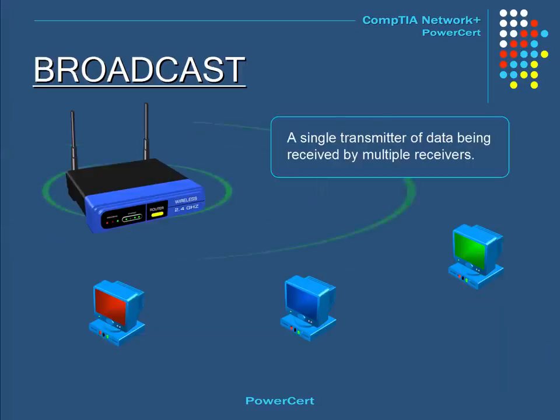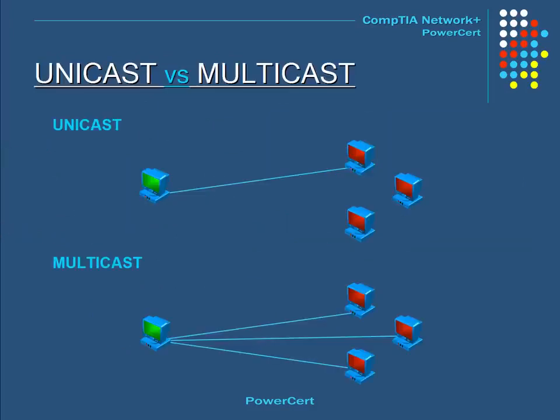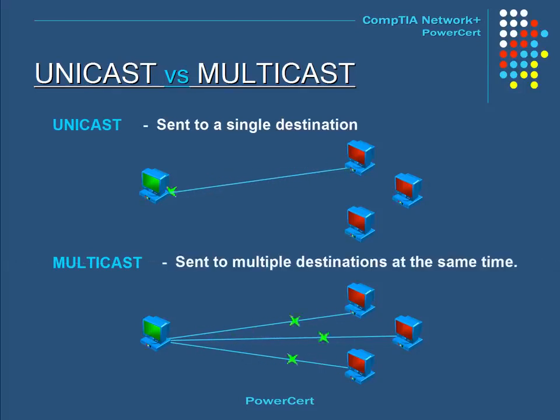The term broadcast refers to when there is a single transmitter of data, and that data is being received by multiple receivers. For example, a wireless router can broadcast its wireless signal and be picked up by multiple computers to access the Internet. The difference between unicast and multicast is that with unicast, the data packets are sent to a single destination. And with multicast, the data packets are sent to multiple destinations at the same time.